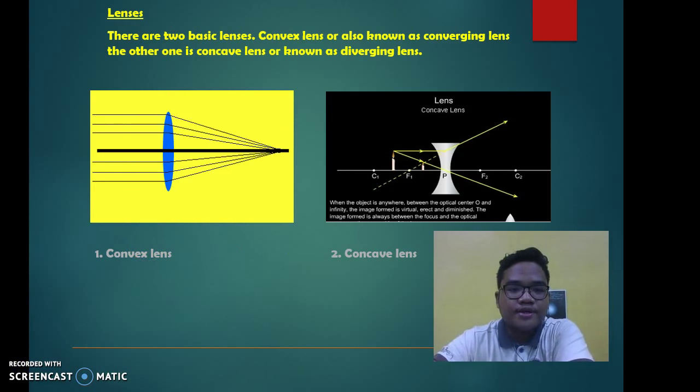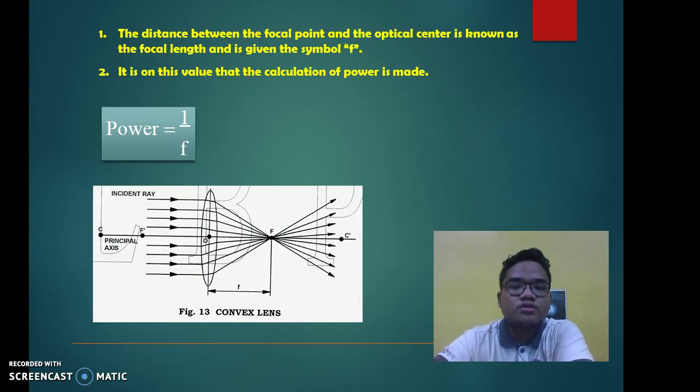Lenses. There are two basic lenses. Convex lens, also known as converging lens. The other one is concave lens, known as diverging lens. The distance between the focal point and the optical center is known as the focal length and is given the symbol f. It is on this value that the calculation of power is made, from this formula: power equals 1 over f.